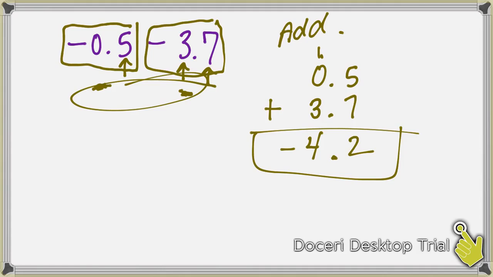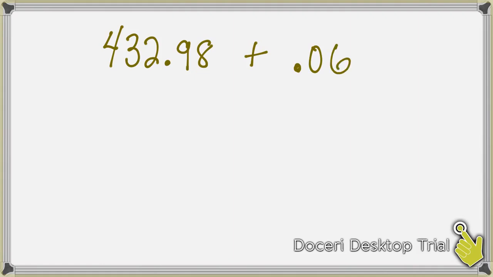All right, and that's pretty much the lesson. Please make sure you're lining up your decimals really well. If I said something like 432.98 plus 0.06, all right, be careful.